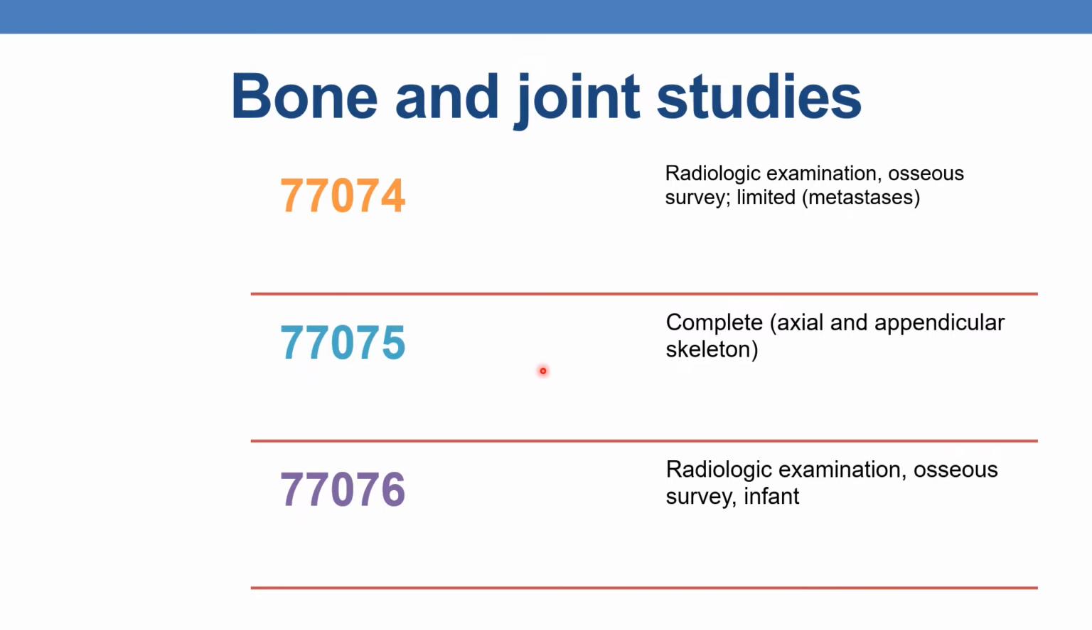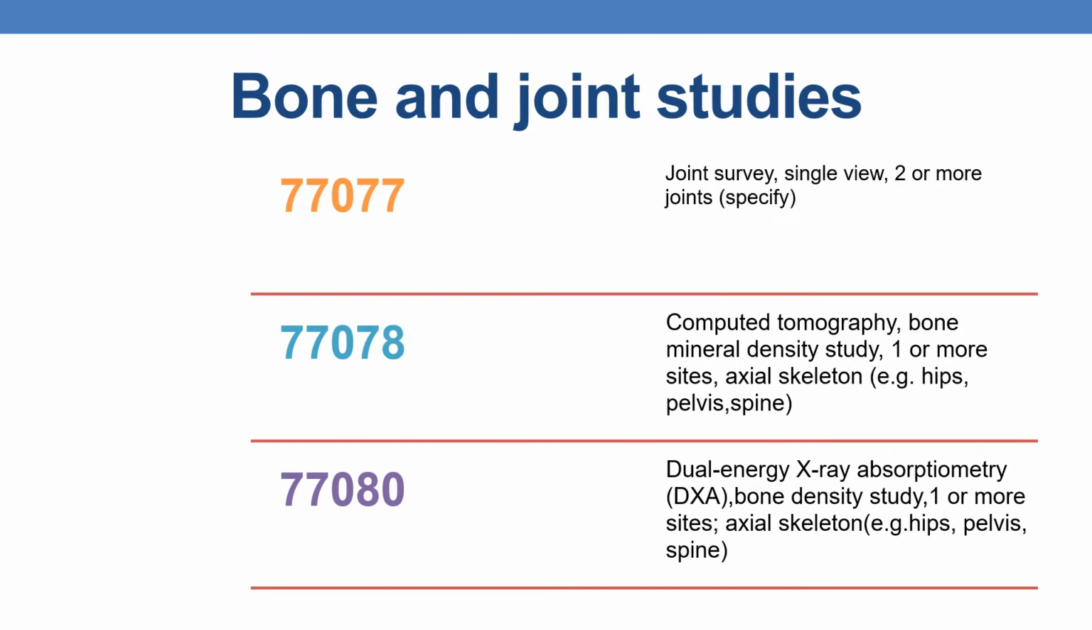77075 deals with complete radiological examination, which includes axial and appendicular skeleton. Next, 77076 is composed of radiological examination, osseous survey, infant. Now coming to the next CPT, 77077. It deals with joint survey, single view, 2 or more joints, whichever we specify.